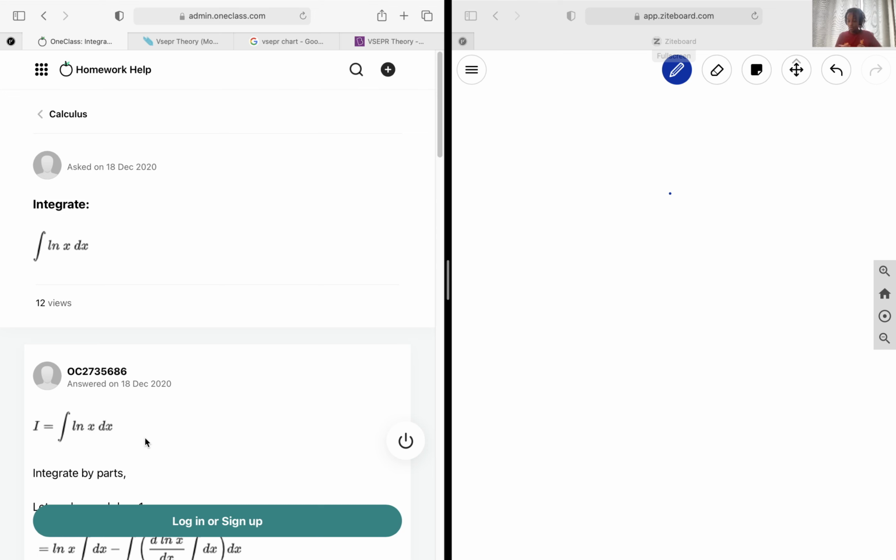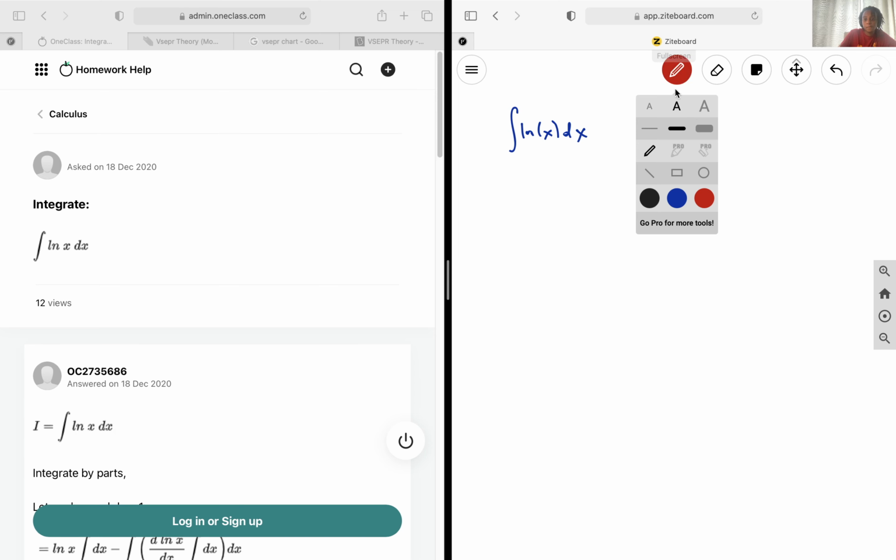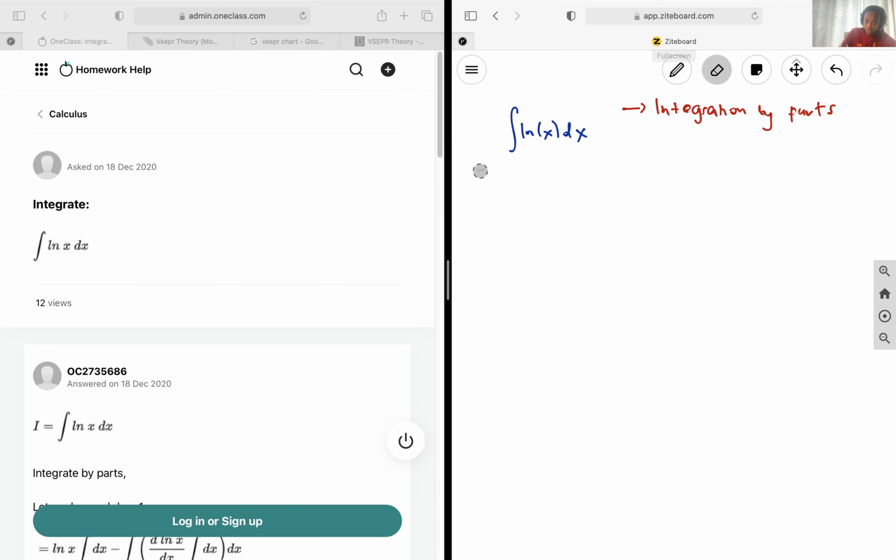Okay, so for our first question, we want to be integrating ln x dx. We are going to be using integration by parts. And so the formula for that is going to look like this.